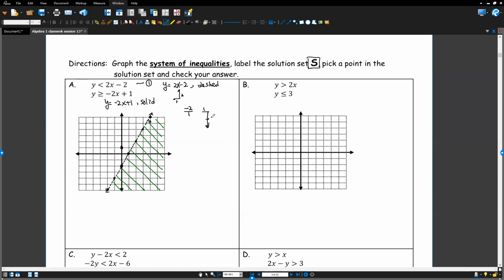That is the next point. 1 right, 2 down, this point. 1 right, 2 down, this point. Now from right to left, 1 left, 2 up, 1 left, 2 up, 1 left, 2 up. Okay, that's it. The line is solid. You're going to make the line a solid line.